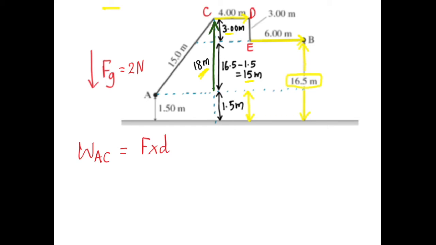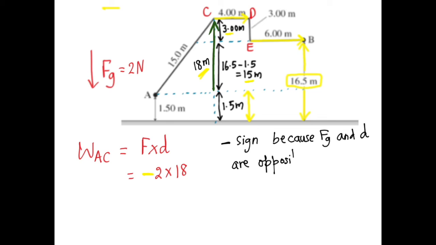In the formula we can write 2 into 18, but it will come with a negative sign, because the displacement is upwards. We are moving from A to C, it's moving upwards, and the gravity is downwards. When we calculate this, we get negative 36 joules.